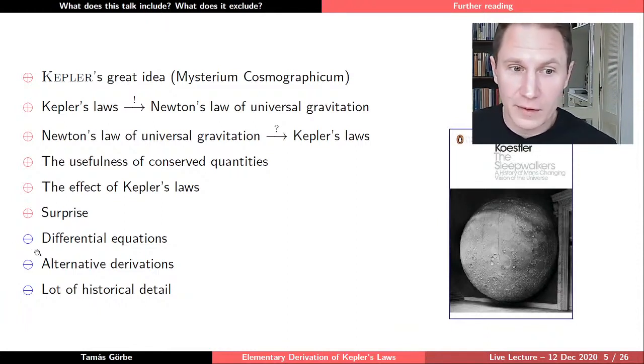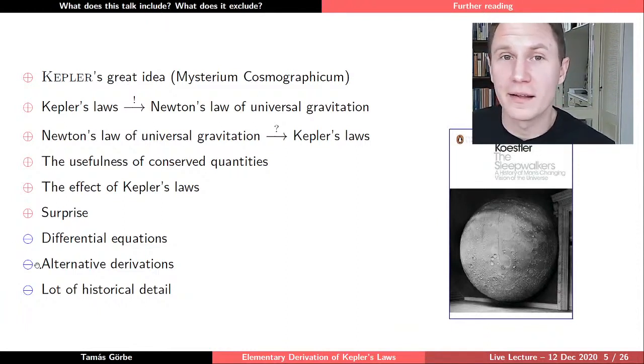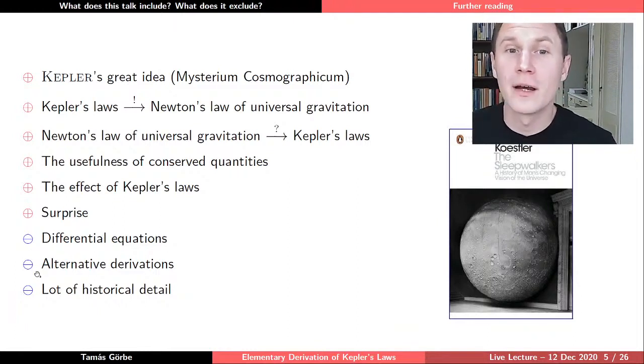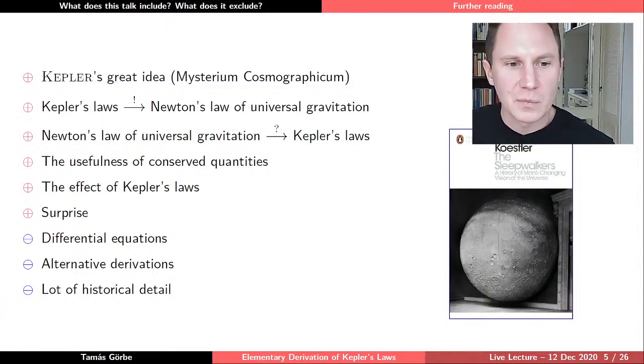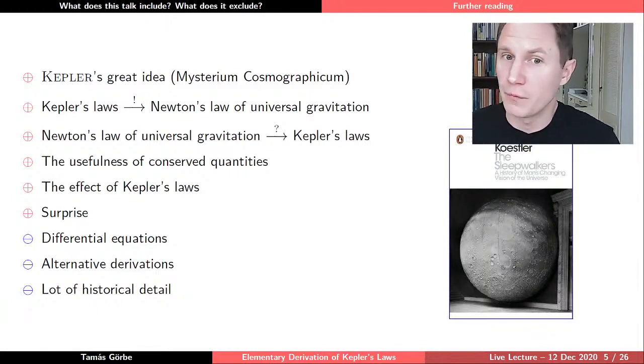What I also won't have in this lecture is alternative derivations. There are many ways to derive Kepler's laws. I'm only going to show you one way, but I will mention a few of the other ways of proving Kepler's laws. And of course, lots of historical details. So I'm not going to be able to tell you the whole story.